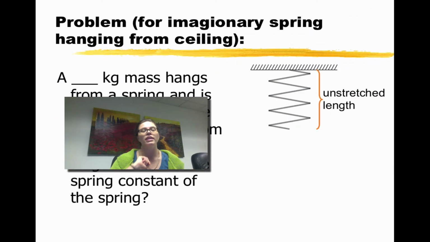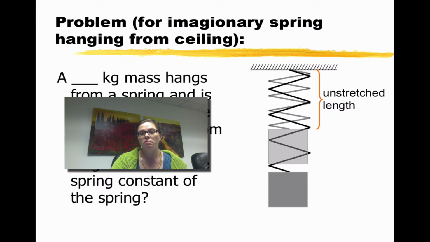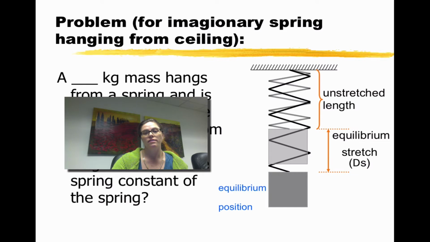Okay, so let's think of this. I wish I had the spring here with me, but I don't. So we have an imaginary spring just hanging. So the unstretched length right here is this, as shown. Okay, so we put some mass on it, and it's going to stretch by distance d. Equilibrium distance, change in S.